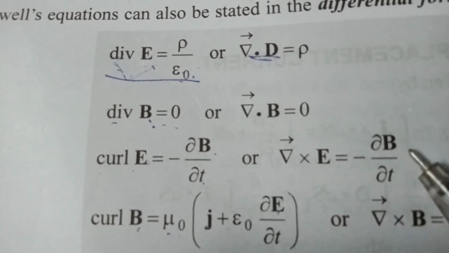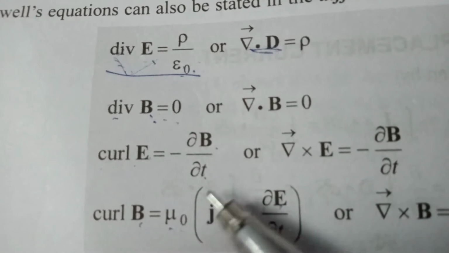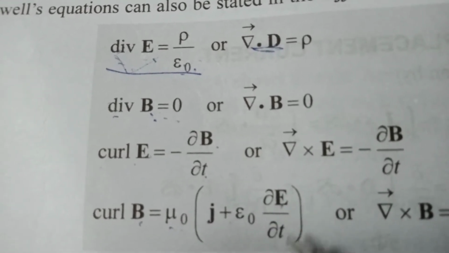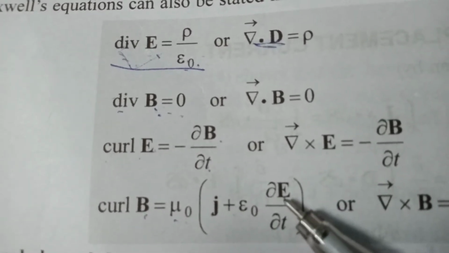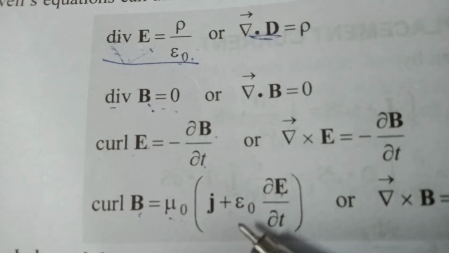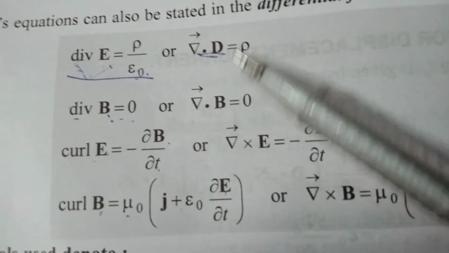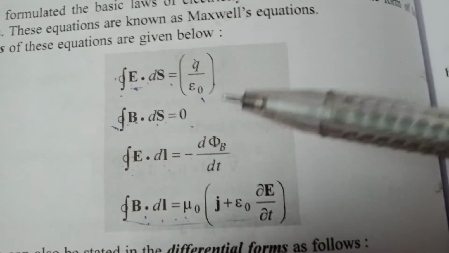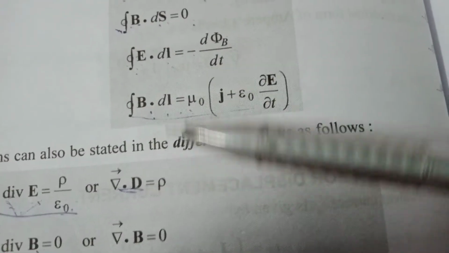E is strength of electric field, B is strength of magnetic field. Fourth, curl B equal to mu 0 into J plus epsilon naught dou E by dou t. B is strength of magnetic field, E strength of electric field, J current density, epsilon naught permittivity of free space. So these are the four laws in integral form, Maxwell's four laws. These are the four laws in differential form. Now we can derive from the integral form to the differential form, the derivation.